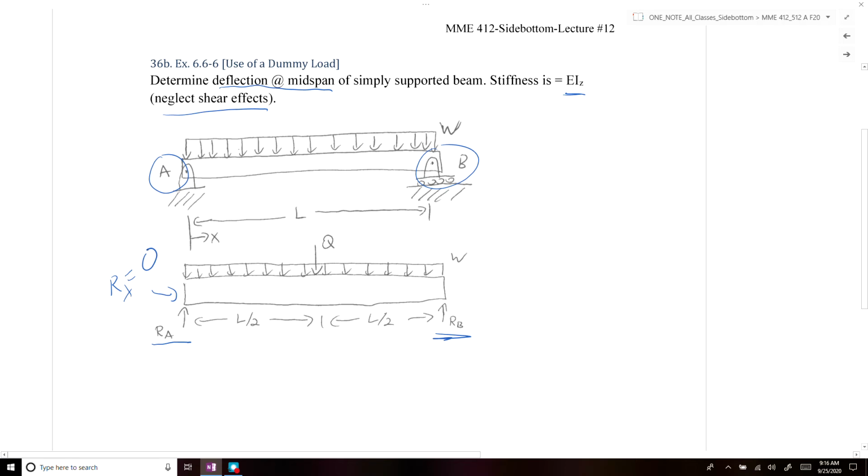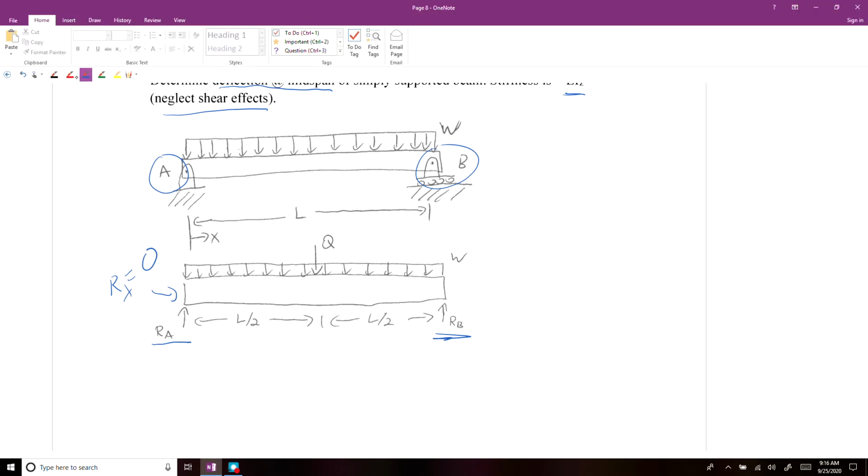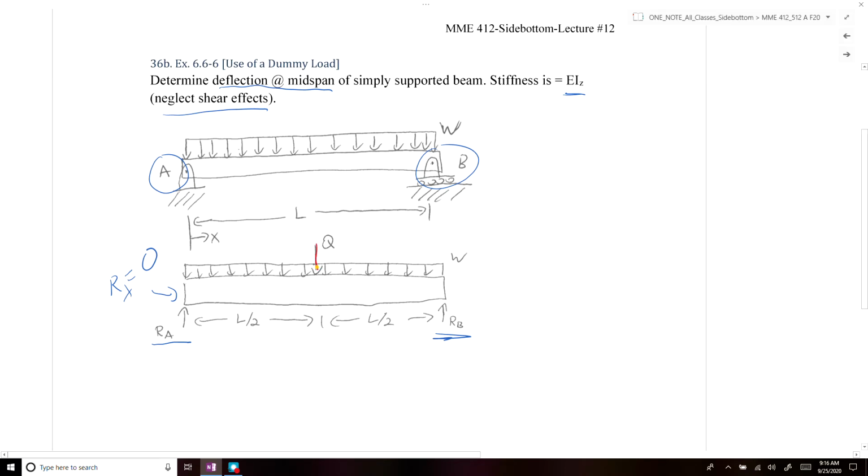The other thing we're going to do is apply a fake or dummy load Q, which is equal to 0, but we need to apply this load in order to determine our deflection at that point.